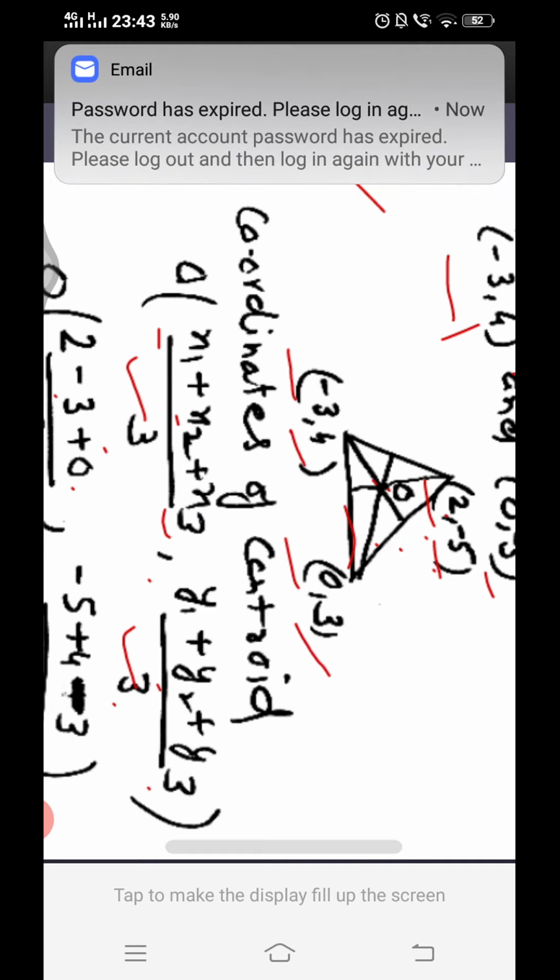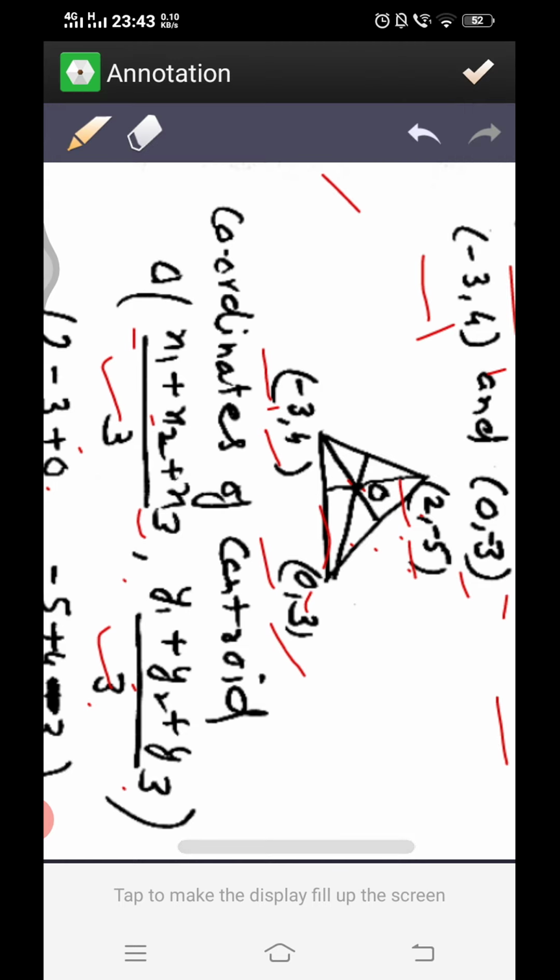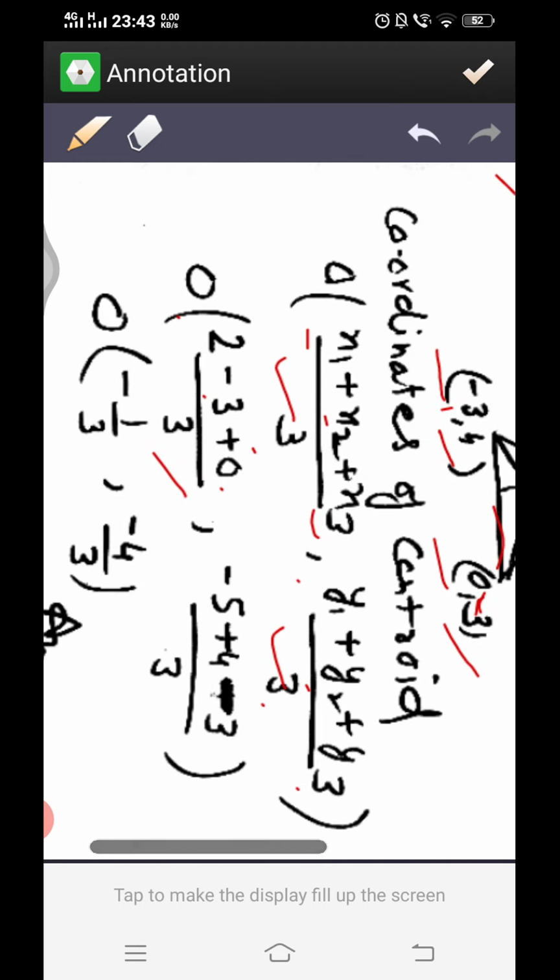That is not plus 3. In the question it is given -3, so we will make it -3 here. So you see we have put -3. Now how much is left? 2 minus 3, that is -1 upon 3, and -5 minus 3, that is -8, and plus 4, that will be -4 upon 3. These will be the coordinates of the centroid.